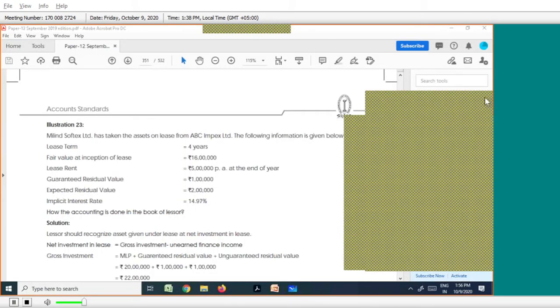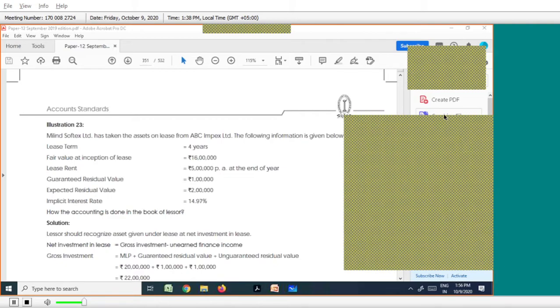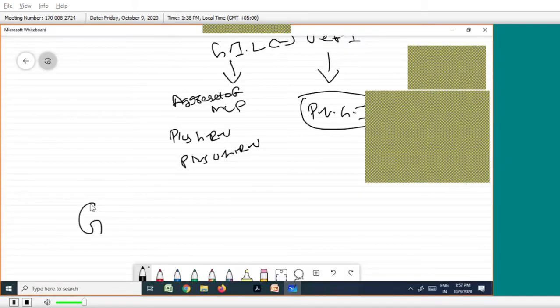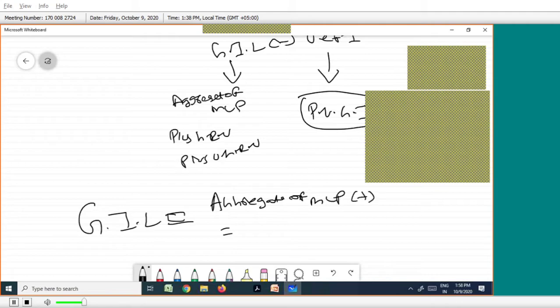Formula. Gross investment in lease is what actually? Aggregate of MLP, how much? Put your answer in the chat box. What is the aggregate of MLP? Aggregate of MLP plus guaranteed residual value plus unguaranteed residual value.